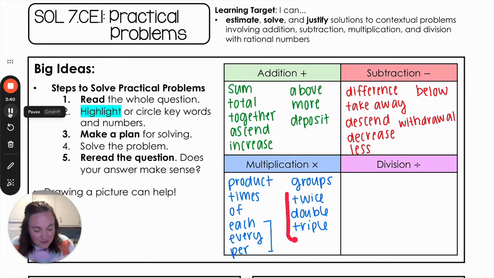Then the last few are some more specific ones. So if we have twice or double, we know we're multiplying by 2. Triple, we're multiplying by 3. So all of those are still meaning multiplication. All right, pause one last time and try out division.